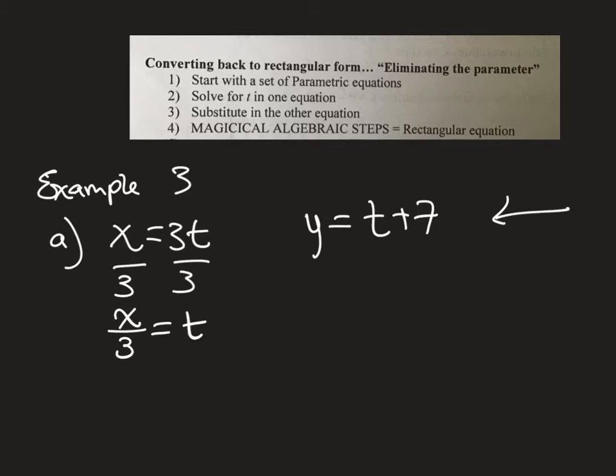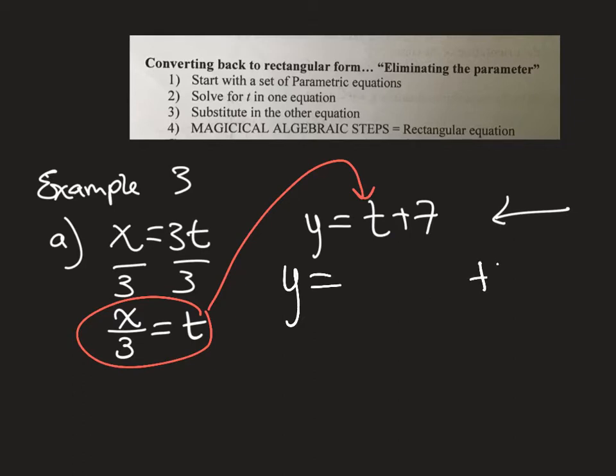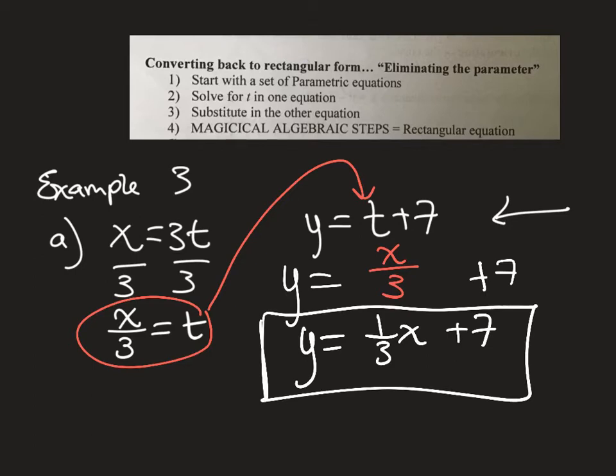So I'm going to take what I just found, what t equals, and plug it into my other equation. I'm going to have y equals, and I have my plus 7 at the end. But instead of writing a t, I'm going to write x over 3. In this case, there's no magic algebra to do, but I'm going to rewrite this so you can see it. y equals 1/3 x plus 7. This right here is my rectangular form. Not only that, you can tell me this is a linear equation. This is my slope, and this is b, my y-intercept.